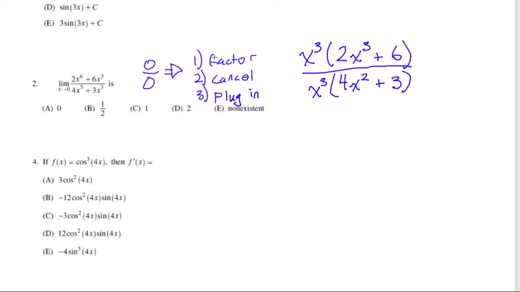Okay, so I just did step 1. Step 2 is to cancel. Boom, boom. That was easy. And step 3 is to plug in again. So again, I'm plugging in 0. So when I plug in 0 here and here, this goes to 0, that goes to 0, and I'm left with 6 divided by 3, which is 2.